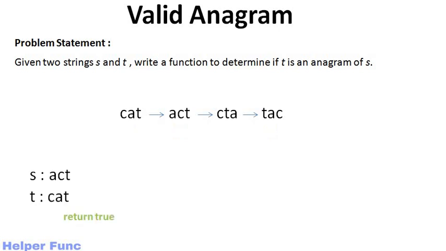So for this example, string s and t are anagrams, and thus we will return true. But for this example, s can never be obtained from t, as s contains character e, but t does not. Thus, the basic requirement for two strings to be anagram is to have the same characters, and also, the frequency of those characters should be the same. So let's see how we will solve this.